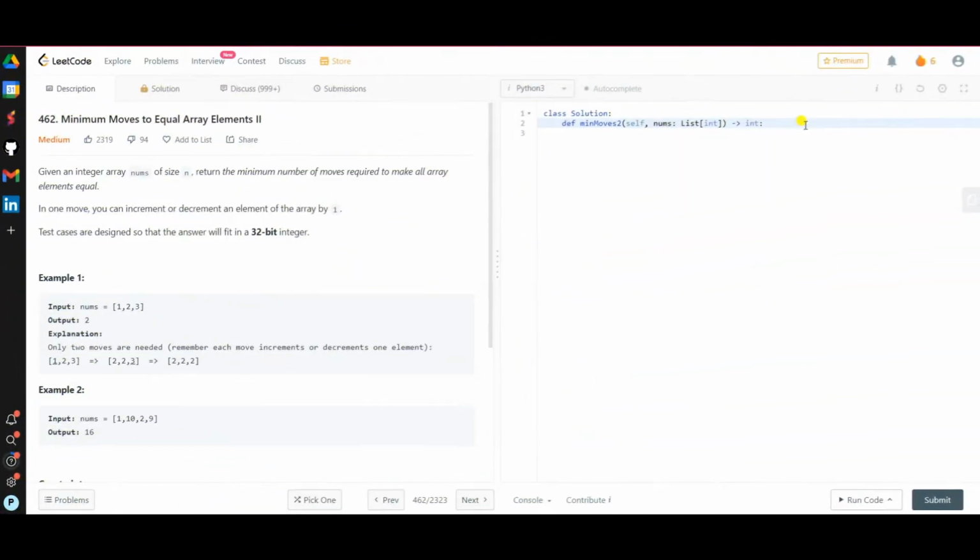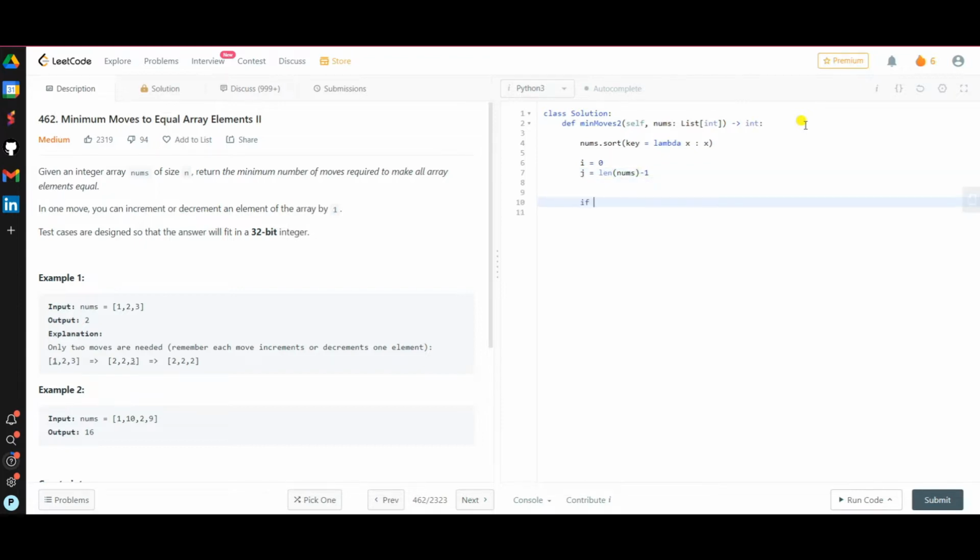So we are here at the code part. Now let's start coding the problem. The first thing, I would like to sort the array, so nums.sort with key equals lambda. After that, once I have the sorted array, my starting index i would be 0, my ending index j would be length of nums minus 1.